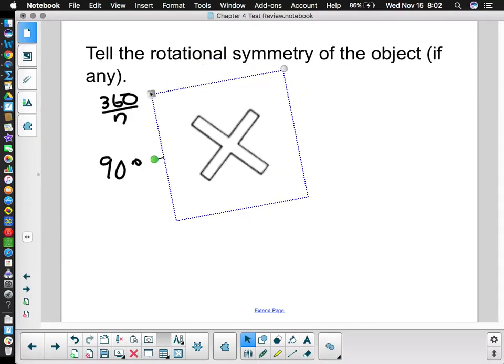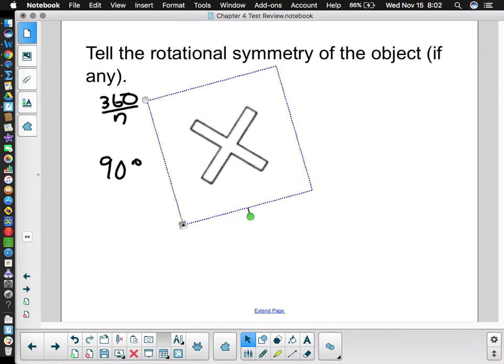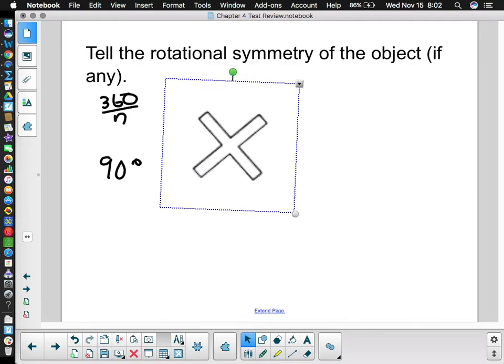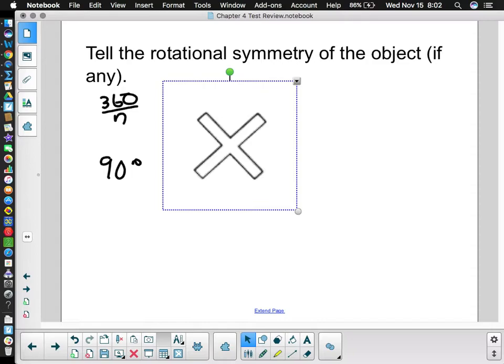At 90, it's the same x. Another 90 degrees, same x. Back another 90 degrees, same x. Back another 90 degrees, same x. Okay? That's rotational symmetry. Take 360 divided by the number of repetitions in the rotation.